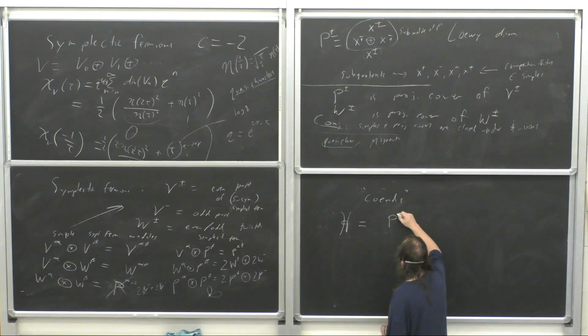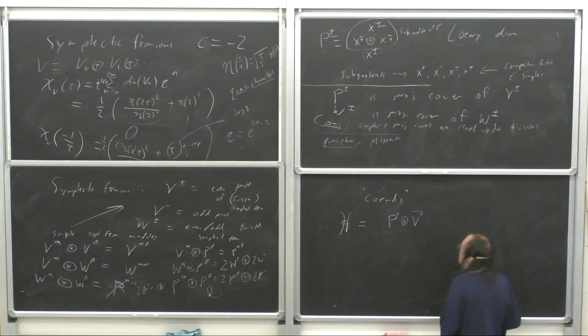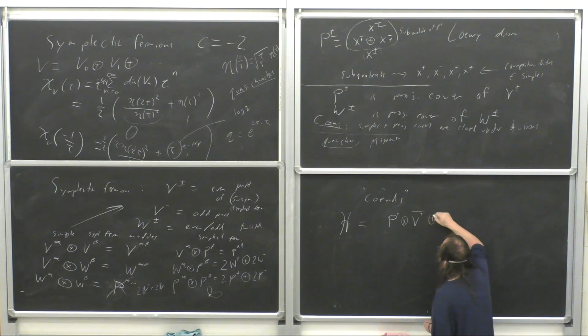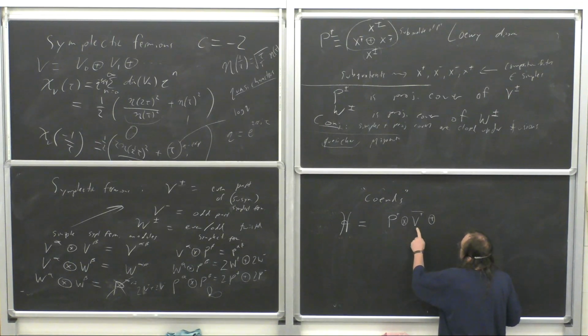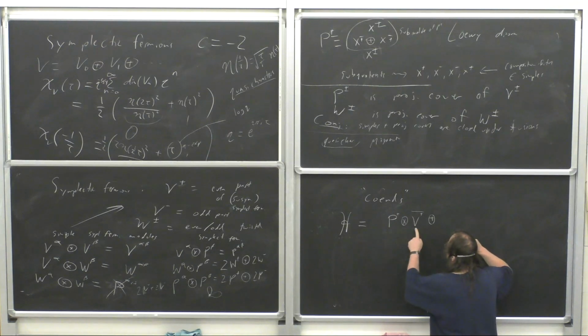You get projective cover times V. And I'll put a bar on top to remind us that this is the other side. This is the holomorphic, and this is the anti-holomorphic, right moving, left moving, or whatever. I guess this should be left and this one right.